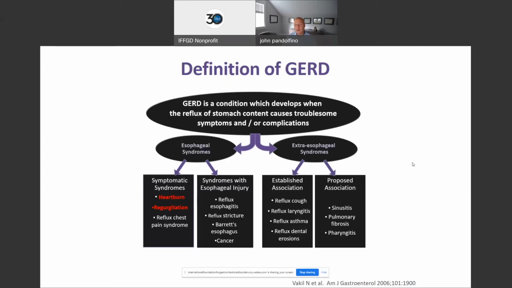When you look at this slide, what I really want you to take away is that it would be illogical to think that we would work people up and treat people the same regardless of what the symptoms are. It's not one size fits all, because there are different types of disease presentations. So I'm not going to treat the patient with cough the same way I might treat the patient with heartburn. It's just something to keep in the back of your mind.